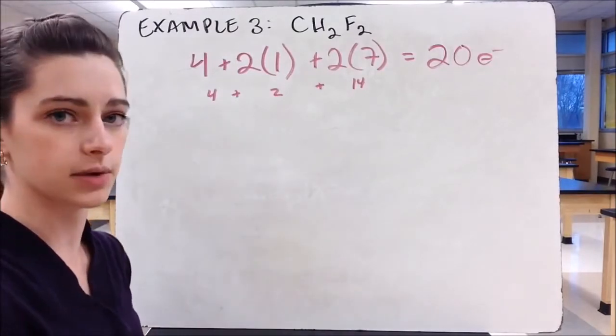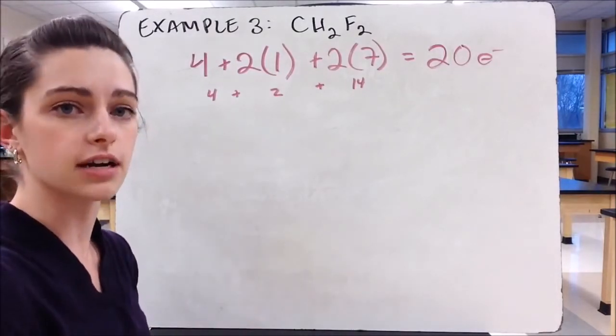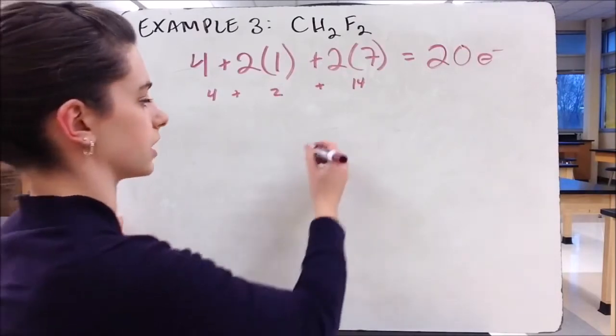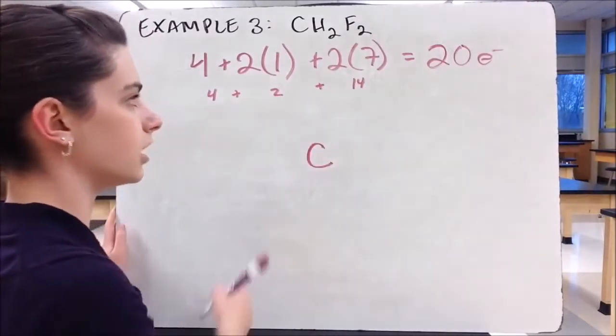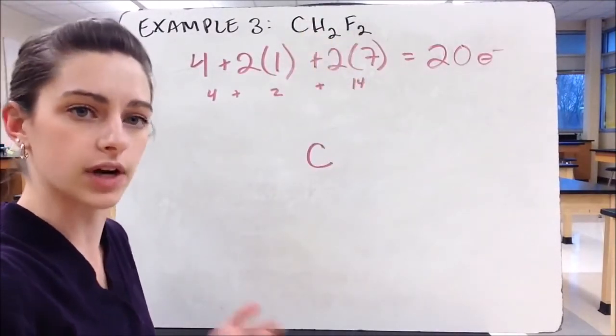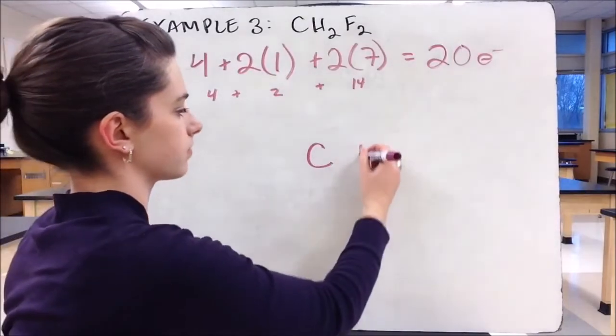Once we've counted up our total valence electrons, we're going to find our central atom. Our central atom is going to be carbon, so we're going to draw carbon in the middle and arrange our other atoms around it. It doesn't really matter what order they're in. We're not going to be too concerned about that.